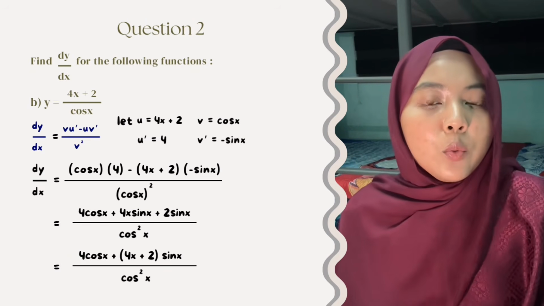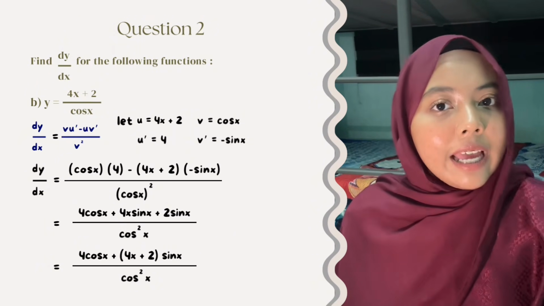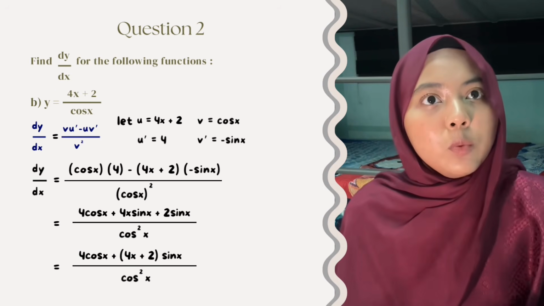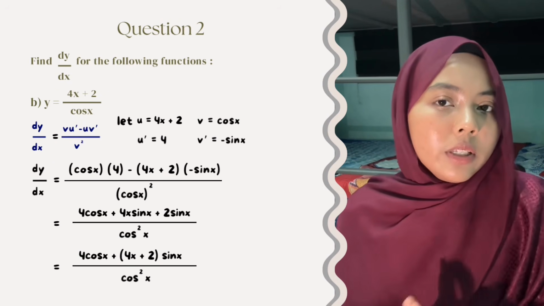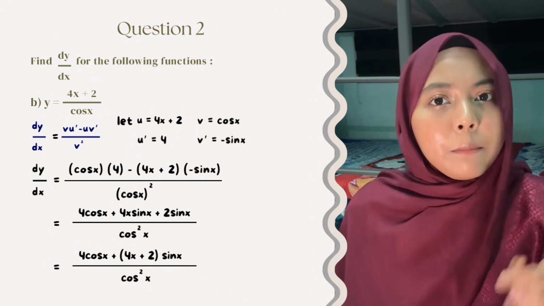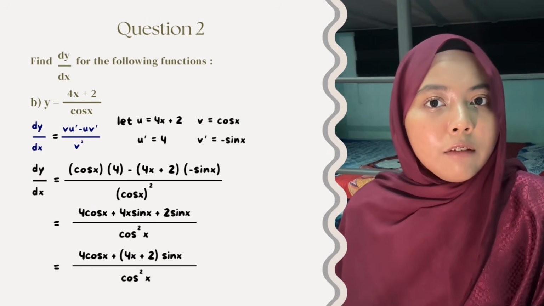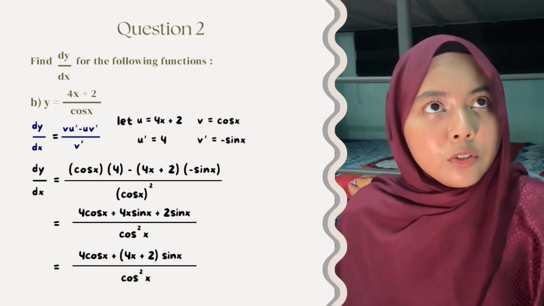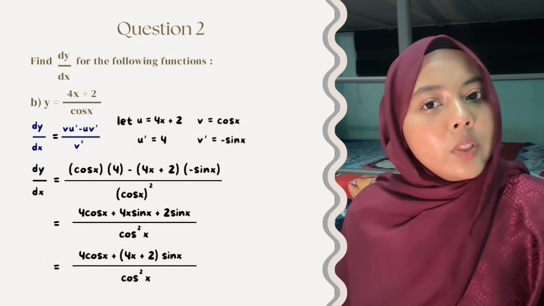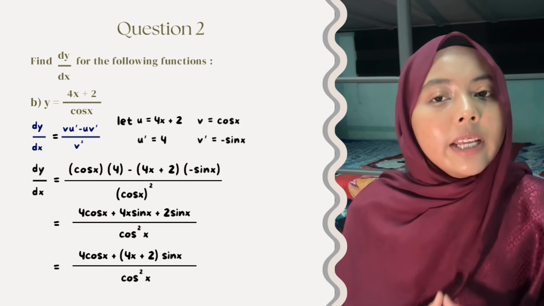So next step, we will apply this into the quotient rule, so it will be dy over dx equals (cosine x times 4 minus (4x plus 2) times negative sine x) over cosine x squared. Now we will expand the bracket. Be really careful with the signs here, that negative on negative sine x flips the sign of the second term. So we distribute this sign across both terms in the bracket. So we will have 4 cosine x plus 4x sine x plus 2 sine x.